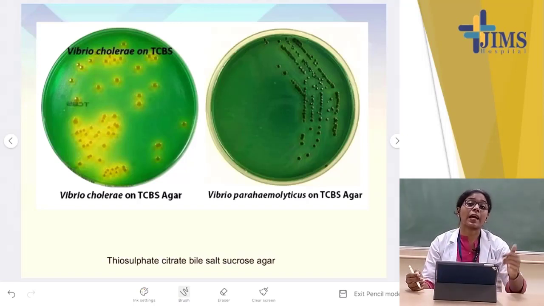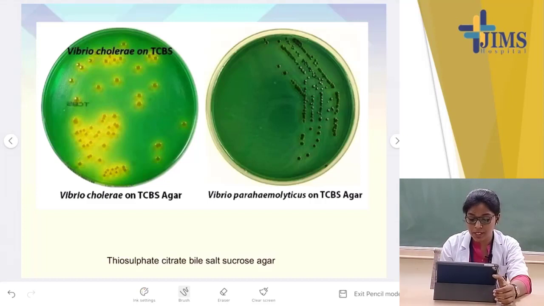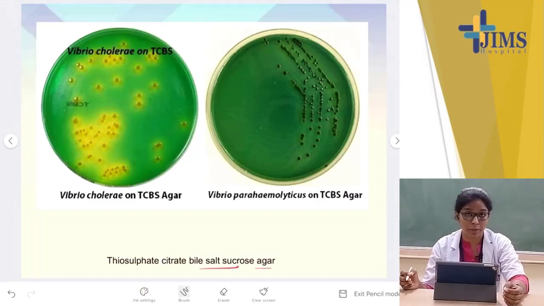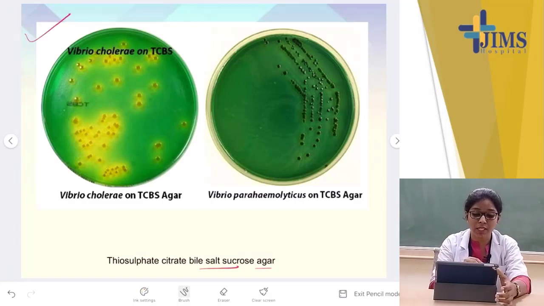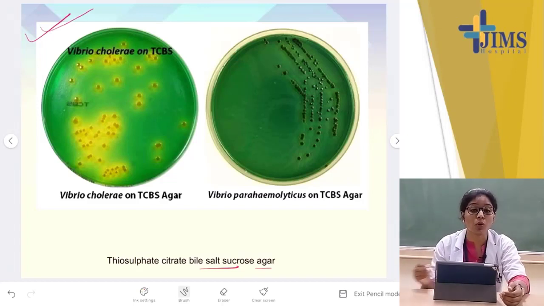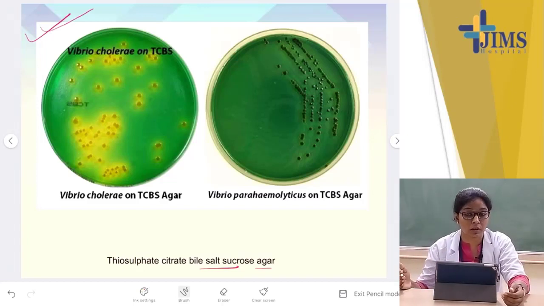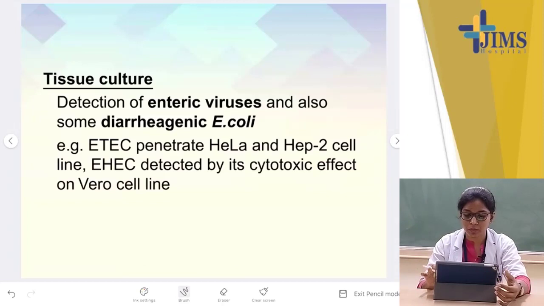Moving on to another highly selective media, it is TCBS, which stands for thiosulfate, citrate, bile salt, sucrose, agar. TCBS is selective for Vibrio species. So mainly it will identify the Vibrio species. You see on the left hand side, yellow colored colonies are there. These are sucrose fermenting Vibrios, for example Vibrio cholerae, showing yellow colored colonies. The non-sucrose fermenting Vibrios will show green colored colonies.